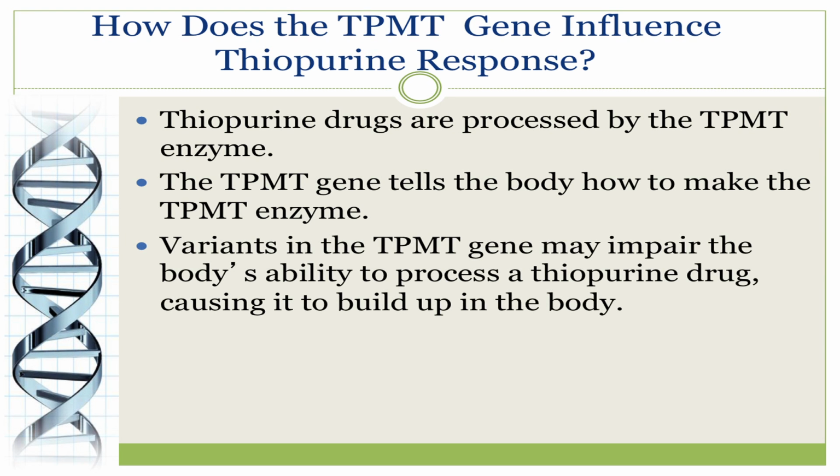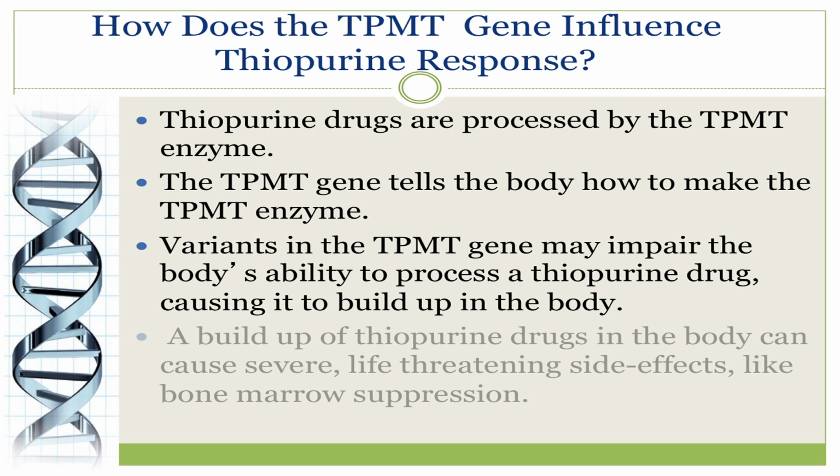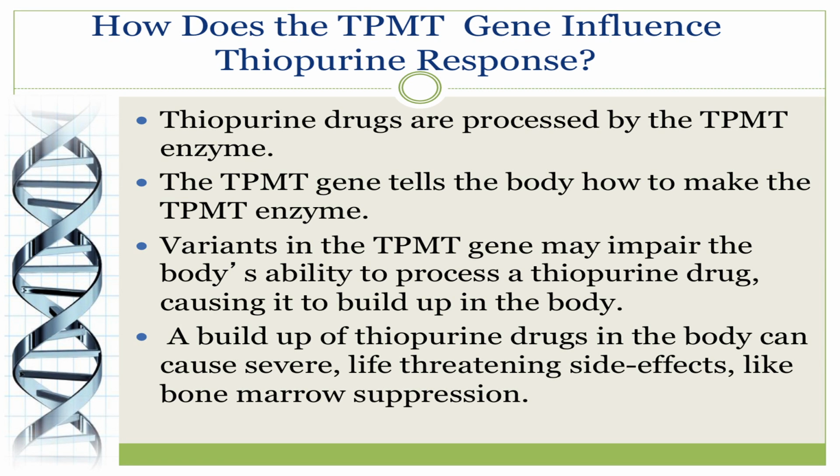Variants in the TPMT gene may impair the body's ability to process a thiopurine drug, causing it to build up in the body. If thiopurine drugs build up in the body, they can cause severe, life-threatening side effects like bone marrow suppression. Bone marrow suppression is a severe decrease in cells responsible for providing immunity, carrying oxygen, and those responsible for normal blood clotting.